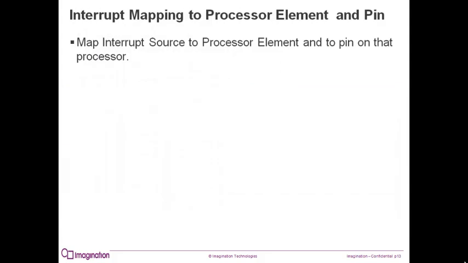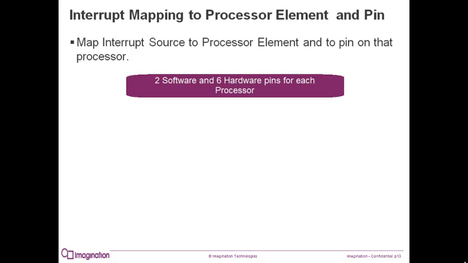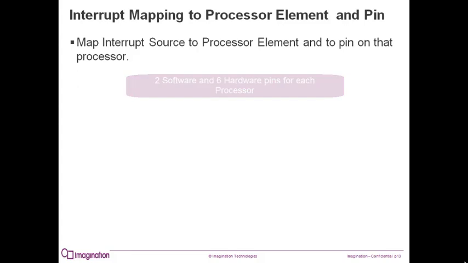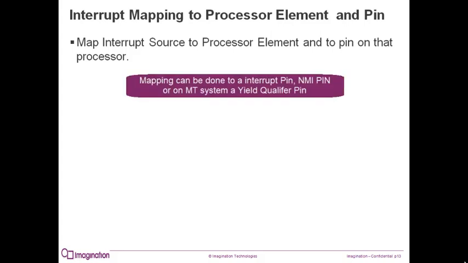These next slides cover the mapping of an interrupt source to an interrupt pin on a specific processor. The MIPS architecture defines 2 software interrupts and 6 hardware interrupt pins for each processor. The global interrupt controller can map any interrupt source to any hardware interrupt pin on any processor. In addition, any interrupt source can be mapped to the non-maskable interrupt pin or, on an MT system, to any of the yield qualifier pins.